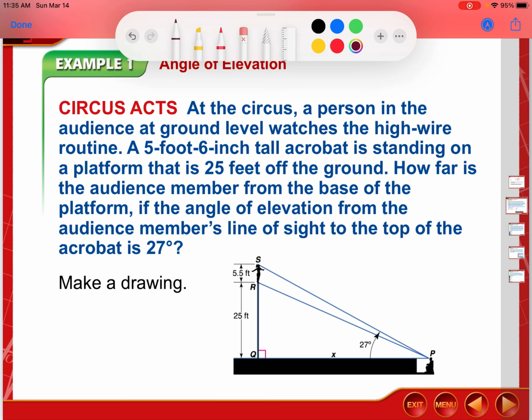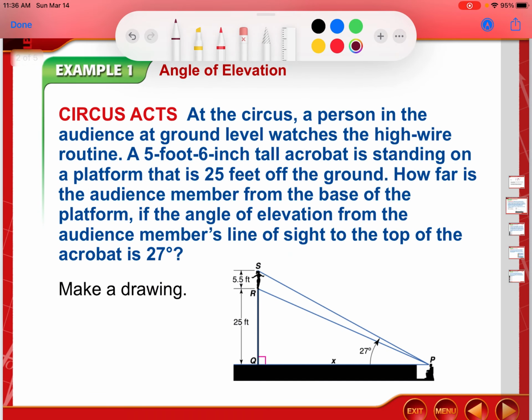So our first problem says, at the circus, a person in the audience at ground level watches the high wire routine. A 5'6" tall acrobat is standing on a platform that is 25 feet off the ground. How far is the audience member from the base of the platform? If the angle of elevation from the audience member's line of sight to the top of the acrobat is 27 degrees.